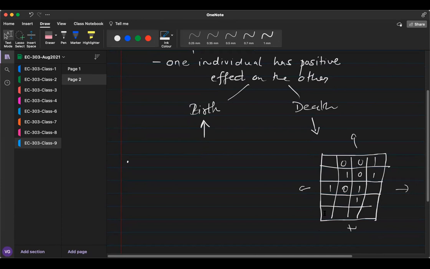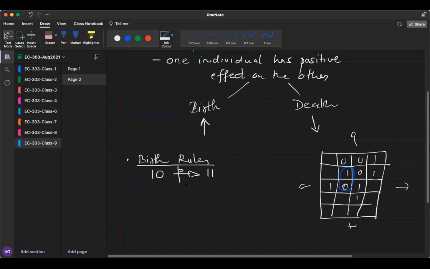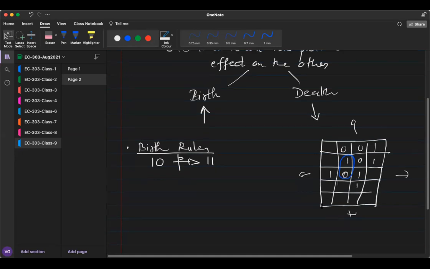So far we have described the birth rules as follows, right? If we have 1 0, 1 0 becomes 1 1 with probability P. Is that right? So you know that 1 0 could be this pair, it could have been this pair, it could have been any of the pairs. Let's say I have chosen this random pair. Now that has a probability P of becoming 1 1, right?